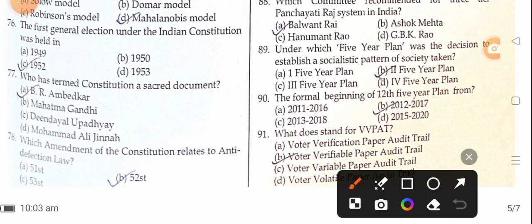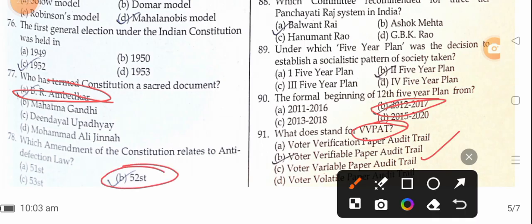Who has termed the Constitution a sacred document? B.R. Ambedkar. He termed the Constitution a sacred document. The formal beginning of the 12th five-year plan was from 2012 to 2017. What does VVPAT stand for? Voter Verifiable Paper Audit Trail. VVPAT. Which amendment of the Constitution relates to the anti-defection law? 52nd Amendment.